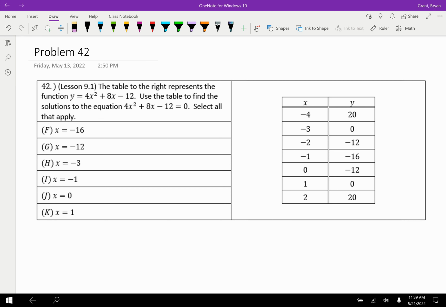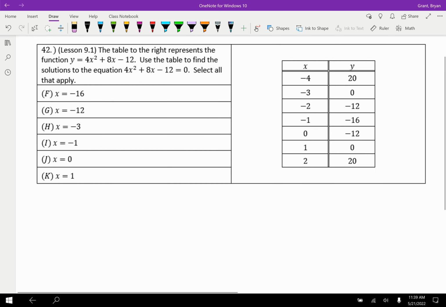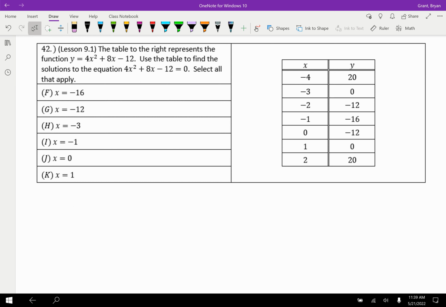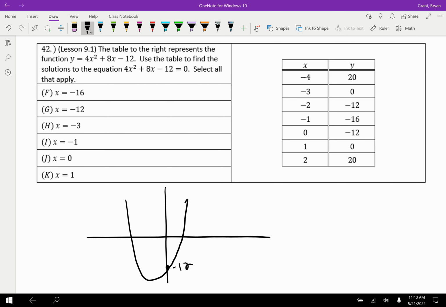Well, I'm going to go a little bit sideways first before we actually answer this question, and I'm going to explain what's happening here. So we have an equation y equals 4x squared plus 8x minus 12. I don't know too much about this, except I know it is a parabola with a positive a value, so I know it's a parabola going up. And I do know that the y-intercept is negative 12. I don't know much more about it, so from here, I'm just going to go ahead and sketch in some sort of graph. Who knows if it's right or not?